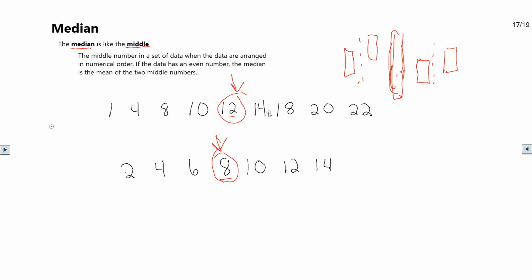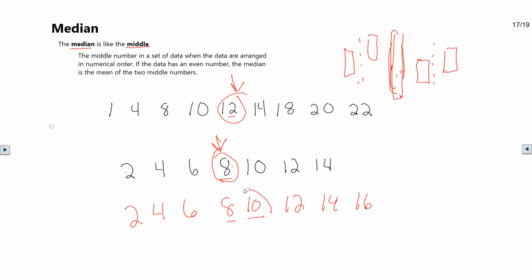But now we're going to do one where it doesn't come up that way. Okay. What if I had one more number here? So let's do it again. Let's say I had 2, 4, 6, 8, 10, 12, 14, 16. Now, if you look, we have 8 numbers. Okay. So 1, 2, 3, 4 and 1, 2, 3, 4. These two are the middle number.